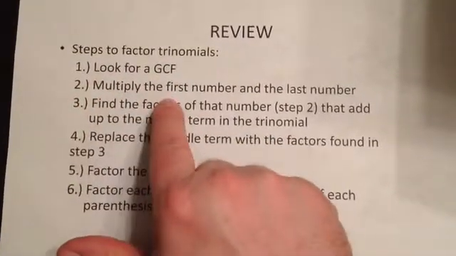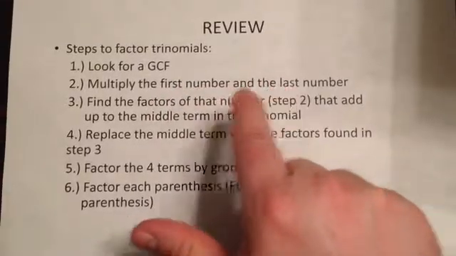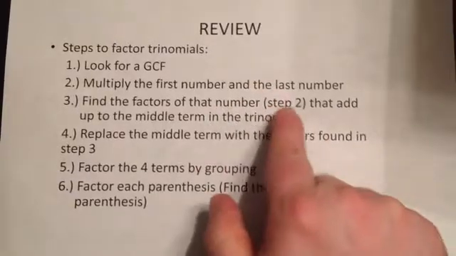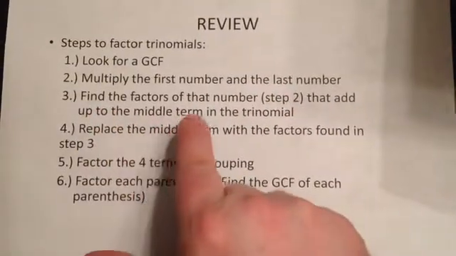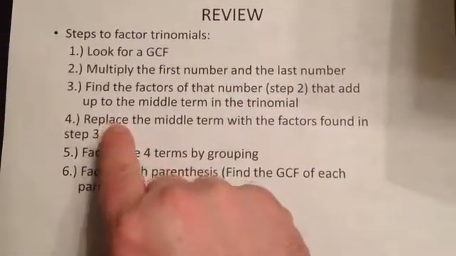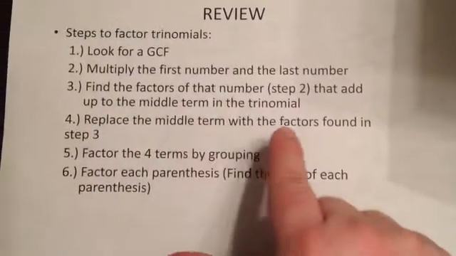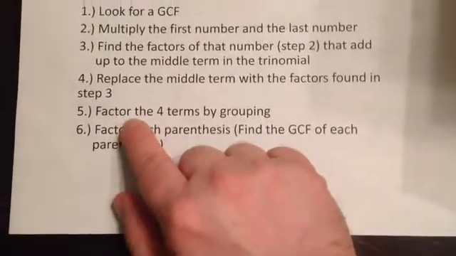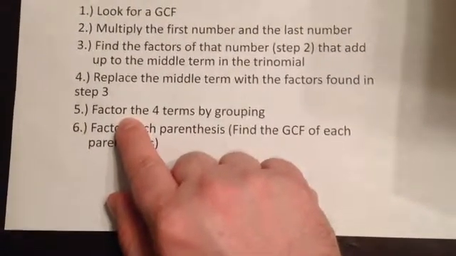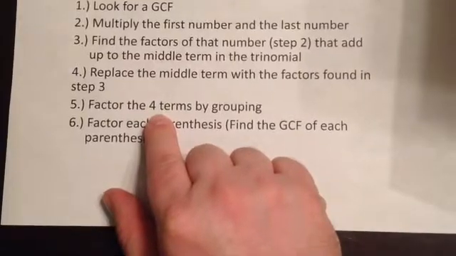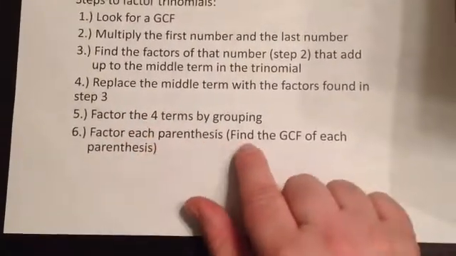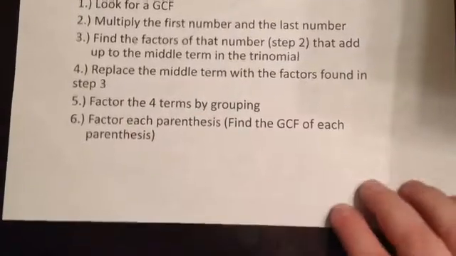Second, multiply the first number and the last number. Third, find the factors of that number from step 2 that add up to the middle term in the trinomial. Step 3, we need to replace the middle term with the factors found in step 3. Step 4, factor the 4 terms by grouping. And lastly, we need to factor each parenthesis by finding the greatest common factor of each parenthesis.